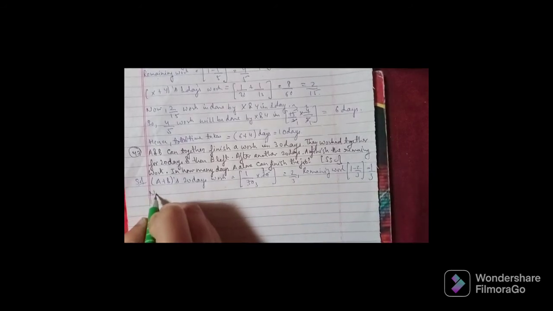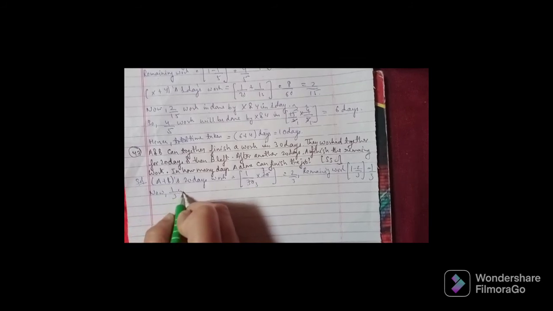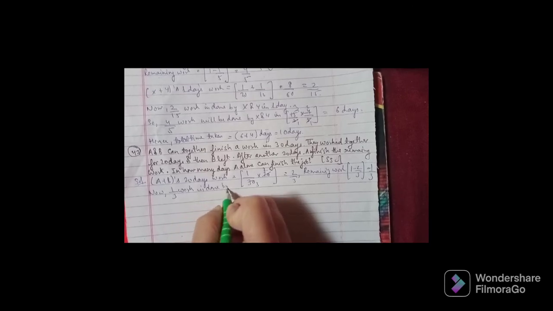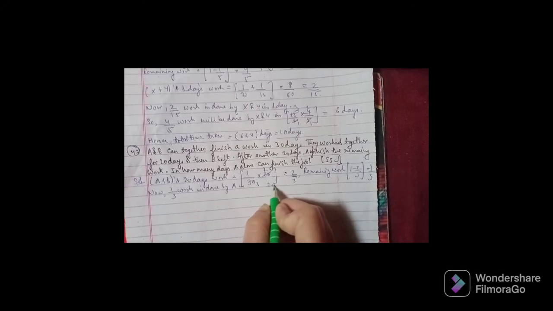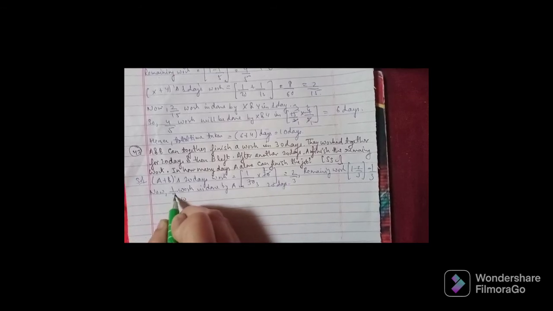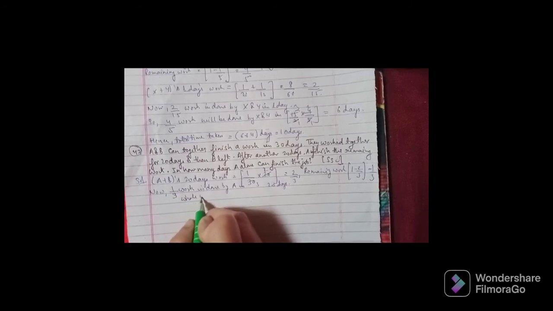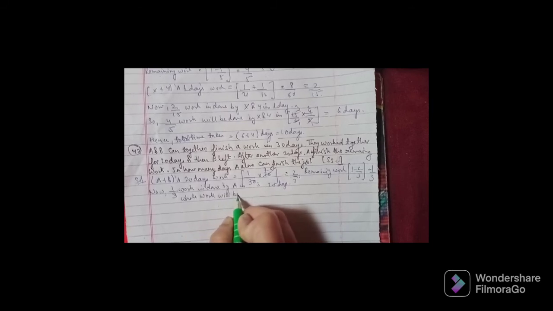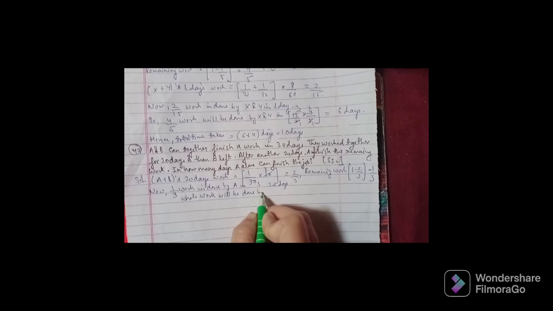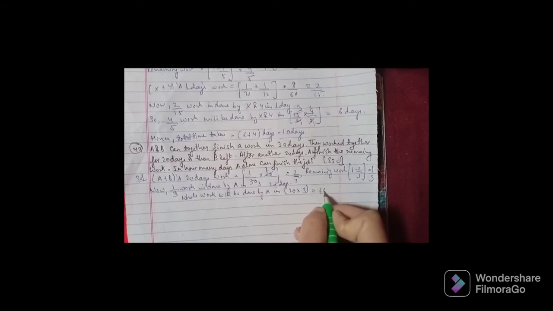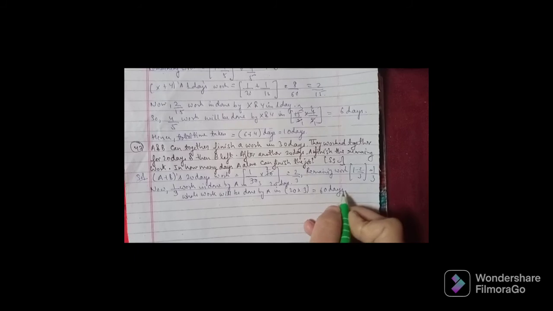Now 1 by 3 work is done by A in 20 days, so the whole work will be done by A in 20 into 3, which is 60 days.